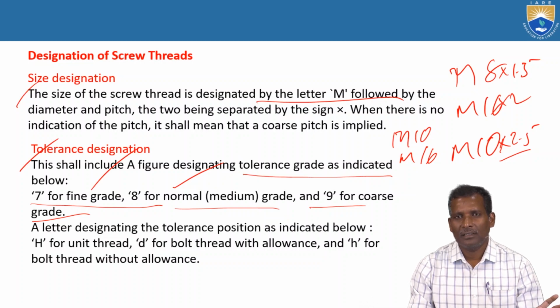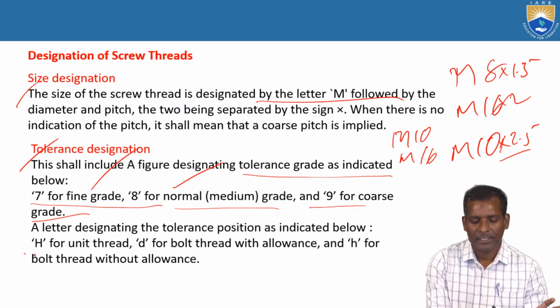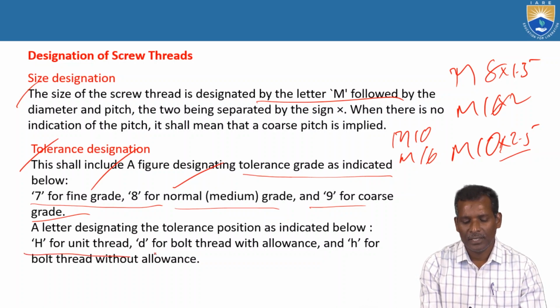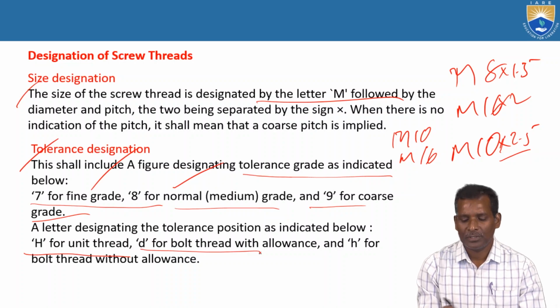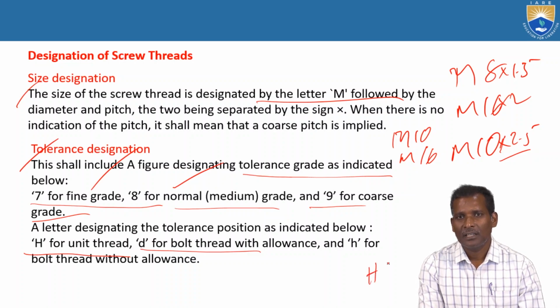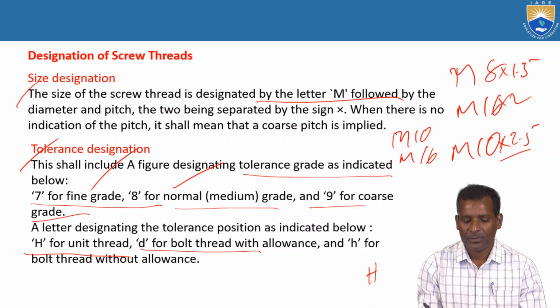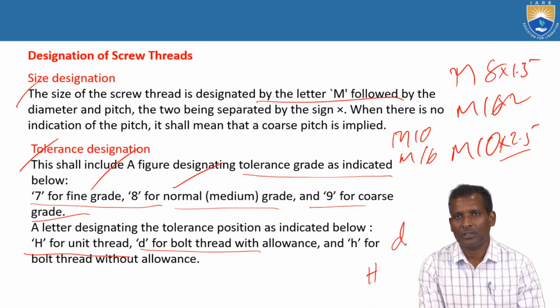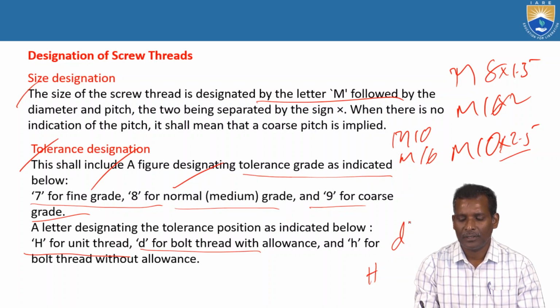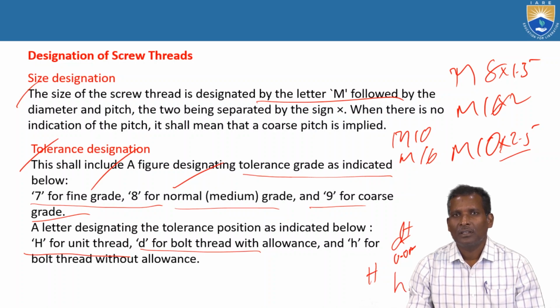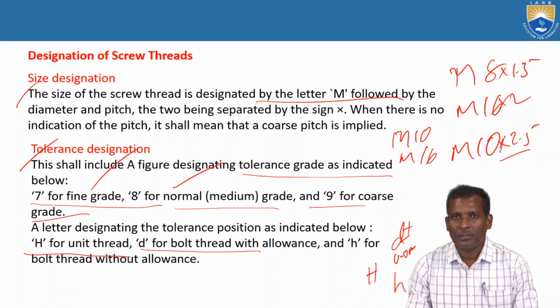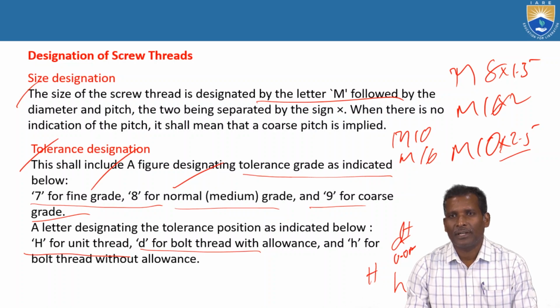So a letter, suppose here H is taken for nut thread, D for bolt thread. If you are using H, it indicates it is for nut thread. So you give tolerance D for bolt thread with allowance, plus or minus 0.02 like this. Small h for bolt thread without allowance. So like this, how to give designation to screw threads.